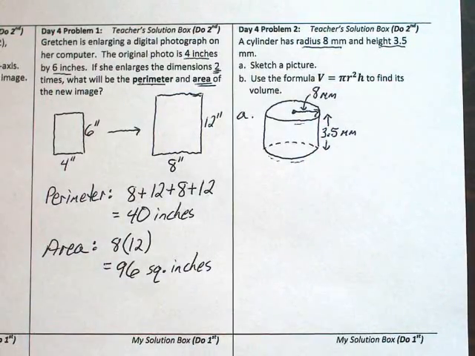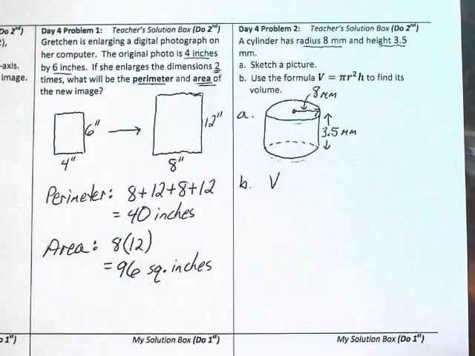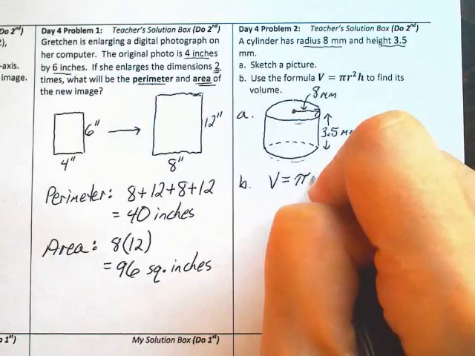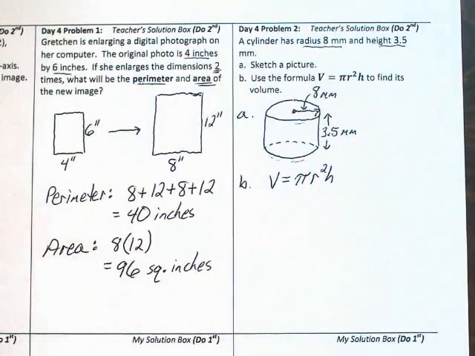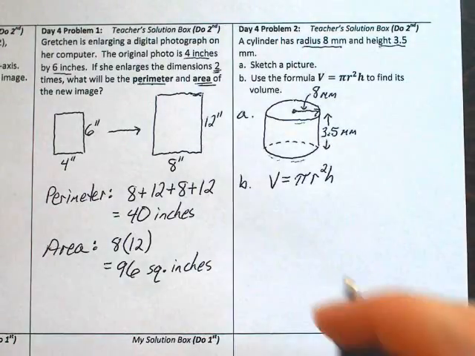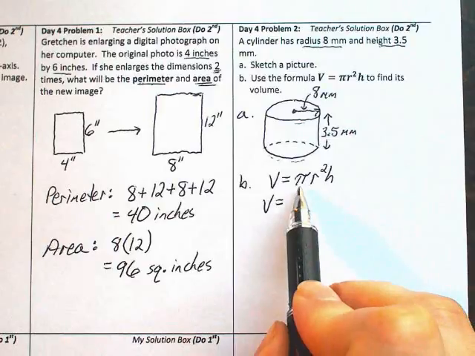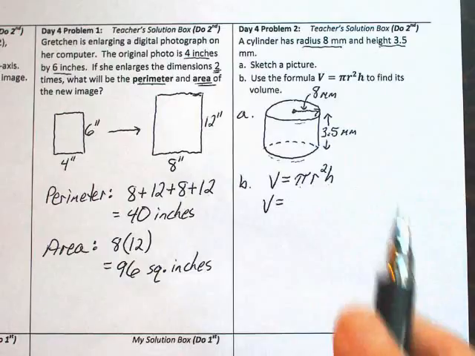Now part B, use the formula V equals pi times r squared times h to find its volume. So I'm going to start by writing that formula down. This is part B. V equals pi times r squared times h. Now the letter V is volume. That's what we're asked to figure out. So volume is equal to, and then for these symbols here, we're going to substitute in numbers from our drawing.